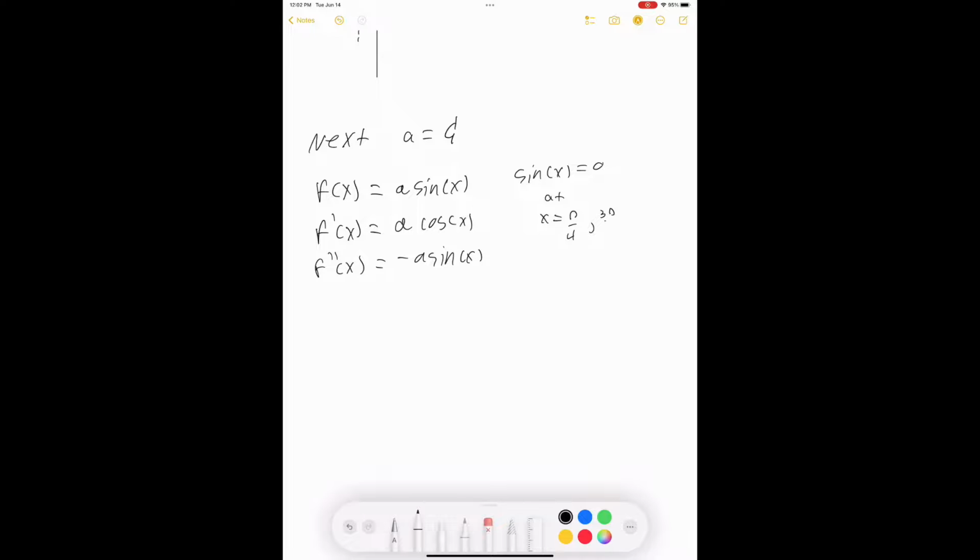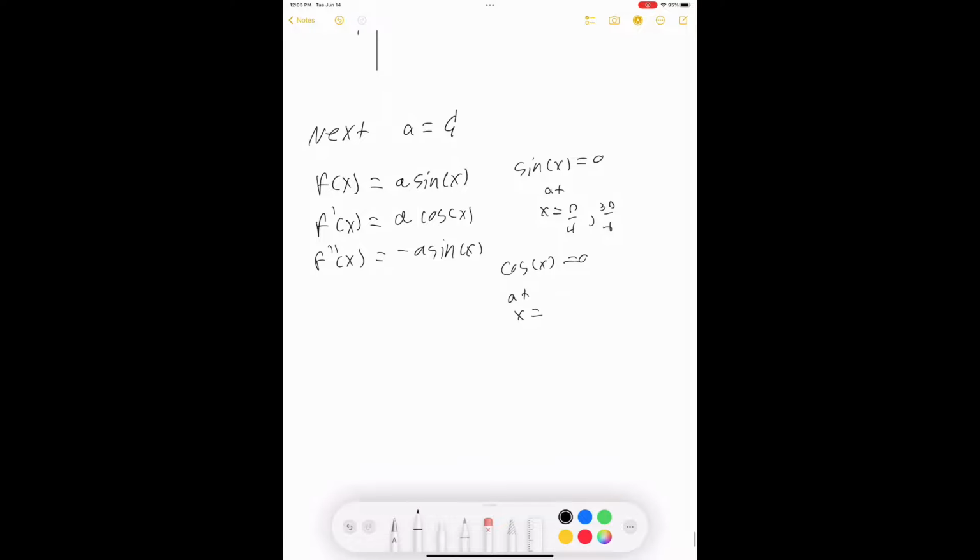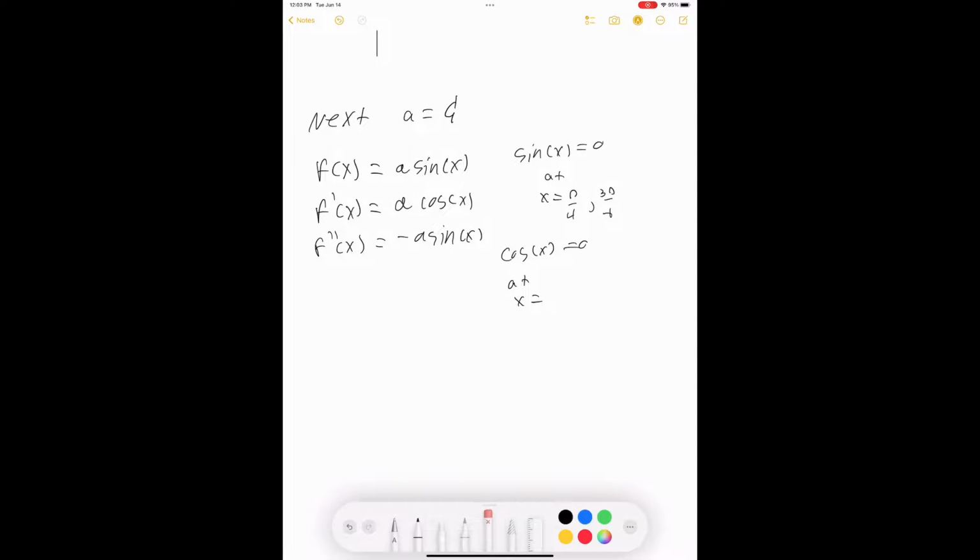So sine of x is equal to 0, not at pi over 4 and 3 pi over 4, but actually, I'm going to quickly change that to 0 and pi, right? Our sine function is equal to 0 at 0 and pi, and our cosine function is equal to 0 when we are at pi over 2 and 3 pi over 2. So we know we're going to have maxes and mins at pi over 2 and 3 pi over 2. We know we're going to have zeros at 0 and pi.